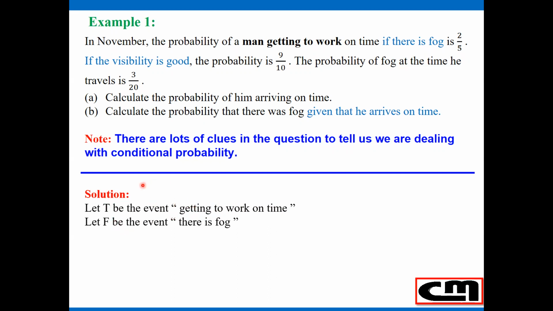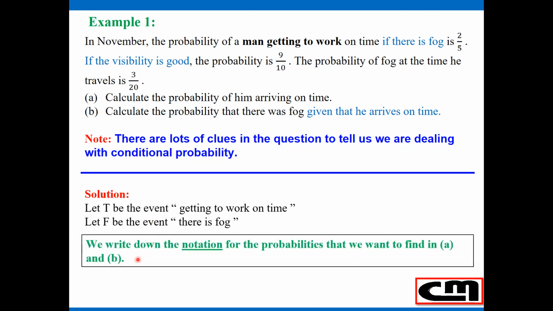So once you have defined these major variables, the 2 of them, the next thing is to try to interpret what you are given. That is, write down the notation for the probabilities that we want to find in A and B. This is our A. We are supposed to write this now in terms of the defined notation, and to say calculate the probability of him arriving on time, it simply means probability of T. Now that we know our T is getting to work on time, right?